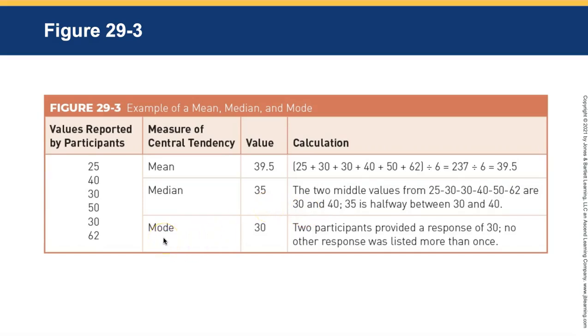Finally, we have our mode, and that's the value that appears most often in your data set. And so when we look at our data set, we see, 30 appears twice, and no other number appears twice. So our mode would be 30.